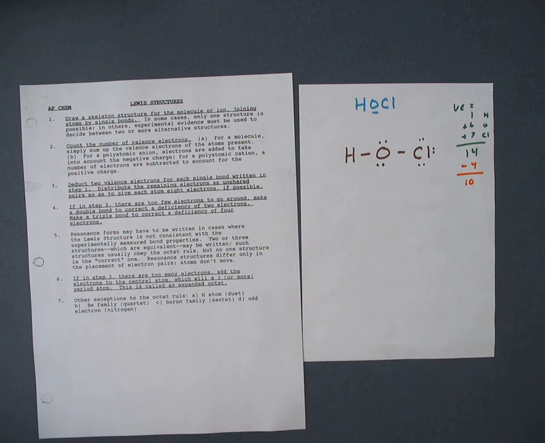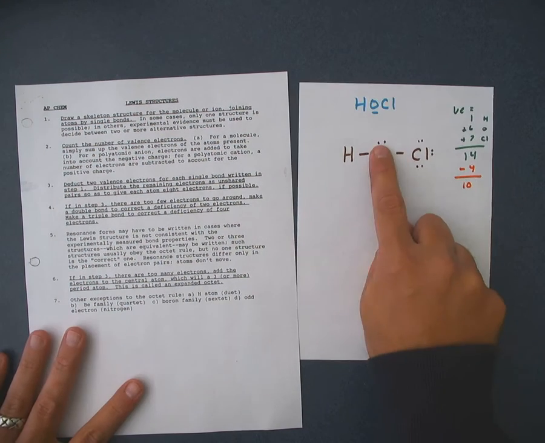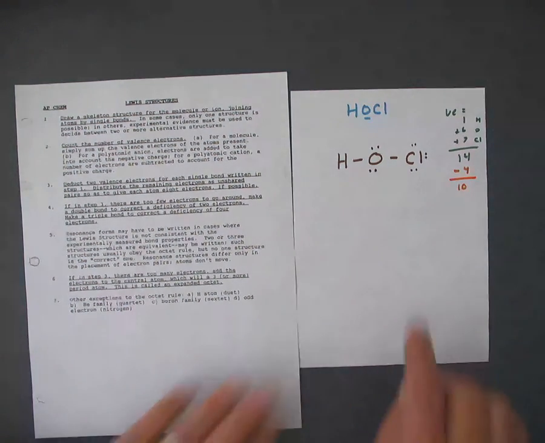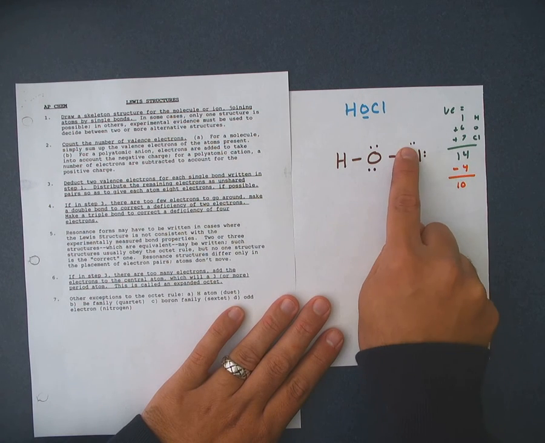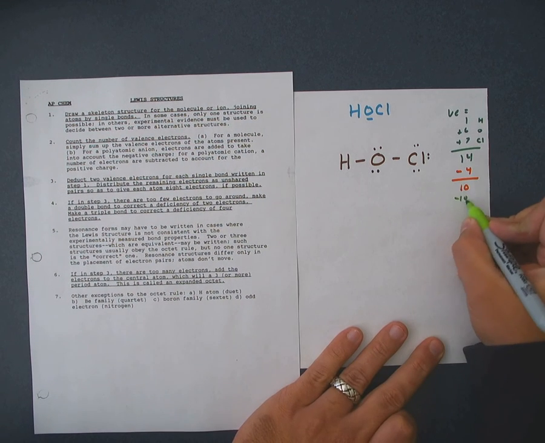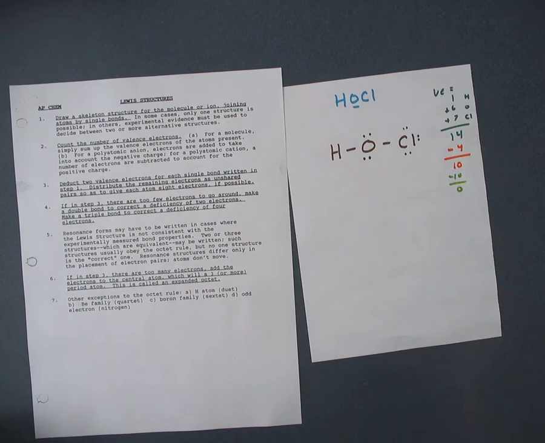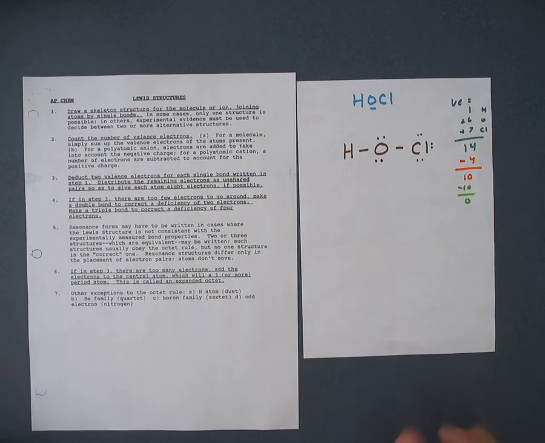And if you've noticed, I had 10 electrons left to distribute as dots. And we did. We used 1, 2, 3, 4, 5, 6, 7, 8, 9, 10. So we actually ended up using all 10 electrons. There is 0 left over. We are done. This is the Lewis structure for the compound HOCl.